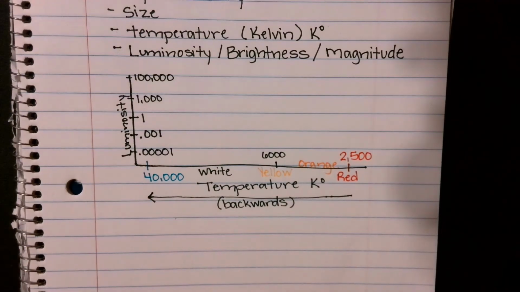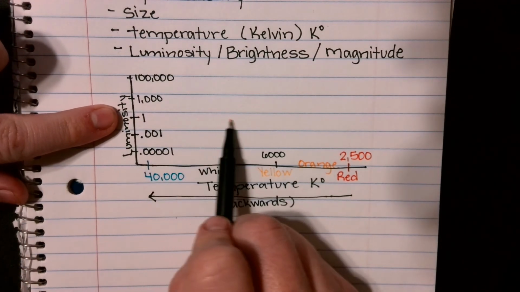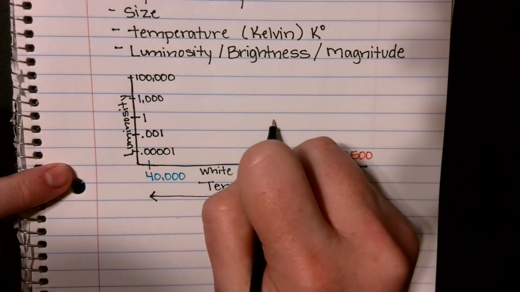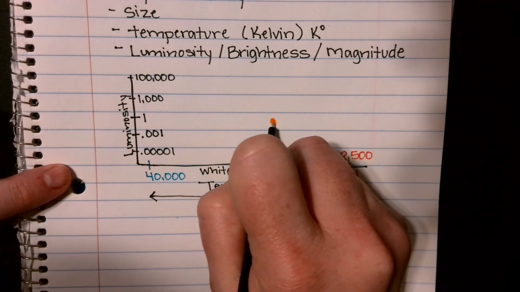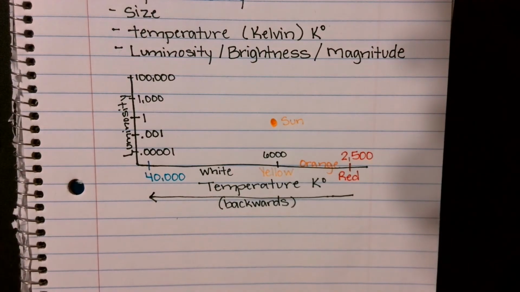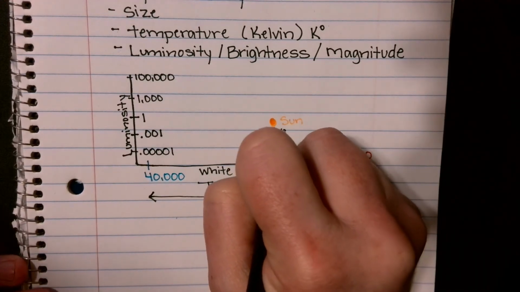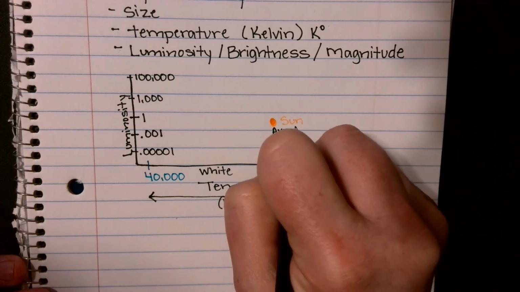It's like 5'8" and some change, but we're going to say about 6,000 degrees. And our luminosity of our sun, as we discussed earlier, is 1. So if you want to take your 1, you're going to come across and line it up with your 6,000. This is about where our sun lays. Okay, so our sun is considered the average. Everything is more or less than our sun. So if you want to write here that this is considered an average brightness and an average temperature.